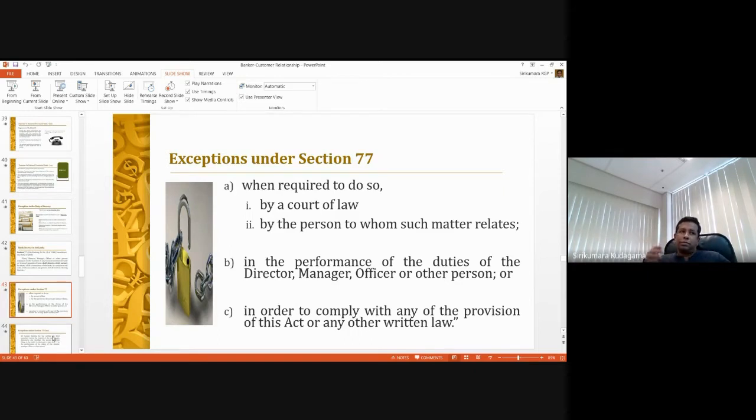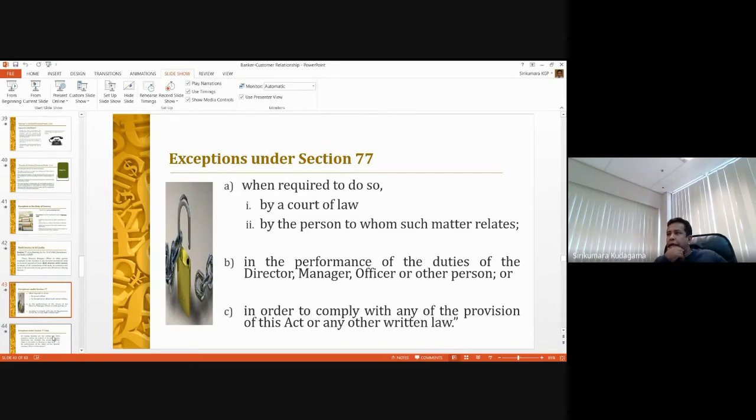And when required to do so by the person to whom such matter relates, the owner of information, basically the account holder, can ask the bank to divulge his information, meaning that the customer has consented or requested to give information to a third party.